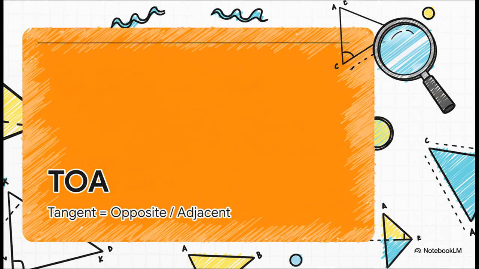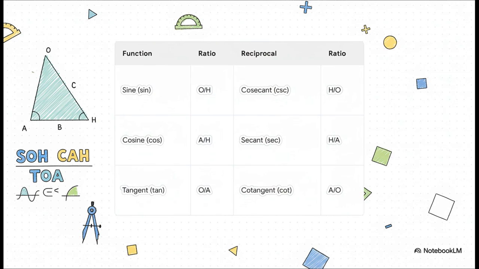And there you have it. That's the whole secret code. SOH, CAH, TOA. Sine, cosine, and tangent. Now those 3 are the big ones, but they do have 3 other siblings, the reciprocal functions. Don't worry about the fancy names for now. All you need to know is they are literally just our first 3 functions flipped upside down. This table here gives you the whole toolkit for any problem you might face.